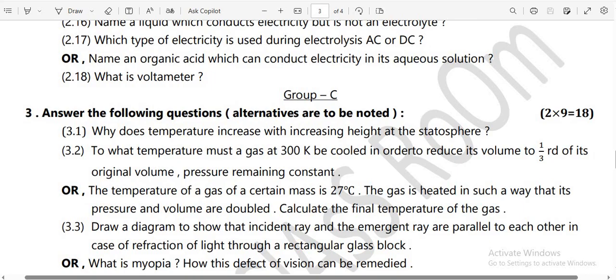3.2 Or the temperature of a gas of a certain mass is 27 degrees Celsius. The gas is heated in such a way that its pressure and volume are doubled. Calculate the final temperature of the gas.